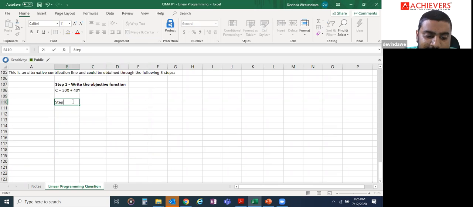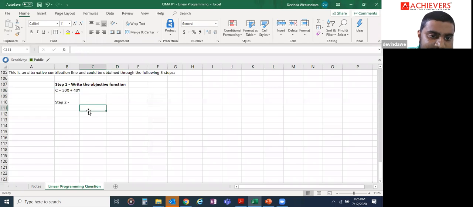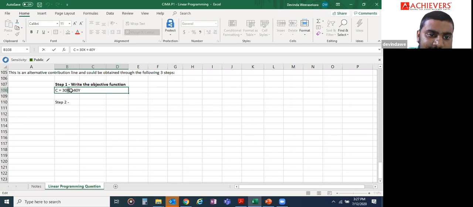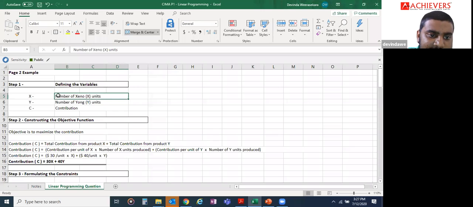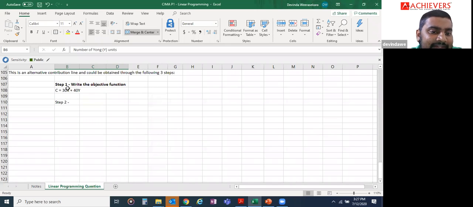Okay. Step number 2, right? Listen to this carefully. Now the objective function is 30 into the number of X units plus 40 into the number of Y units, right? That's how we have obtained it. X means the number of X units. Remember, in step 1, we defined the variables. So X means number of X units, Y means number of Y units, right? So 30X means 30 into the number of X units plus 40 into the number of Y units.